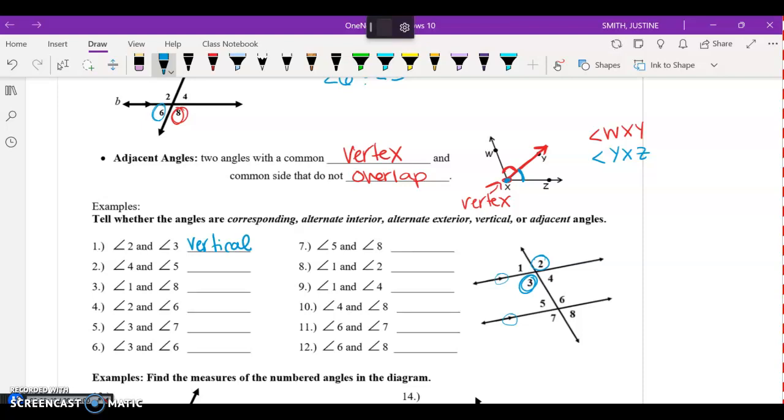Then we have 4 and 5. They're inside the parallel lines. They're alternating across the transversal. So these would be alternate interior angles. Then we have 1 and 8. Again, they're on opposite sides of the transversal and they're on the outside. So these are going to be alternate exterior angles.